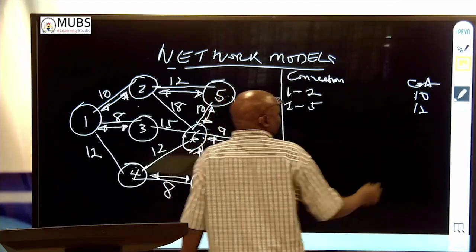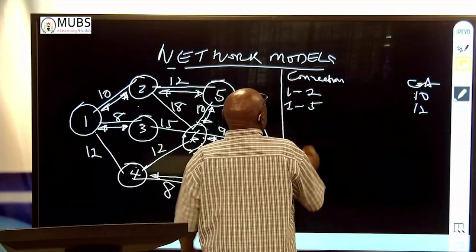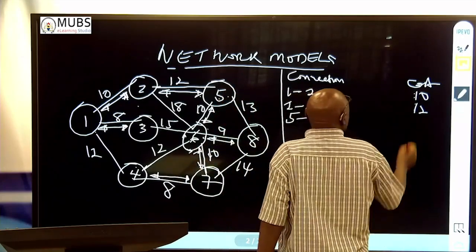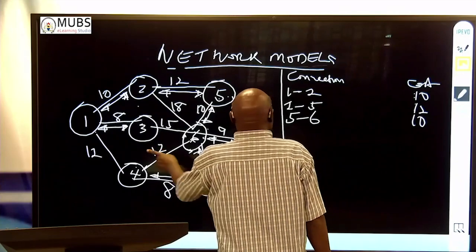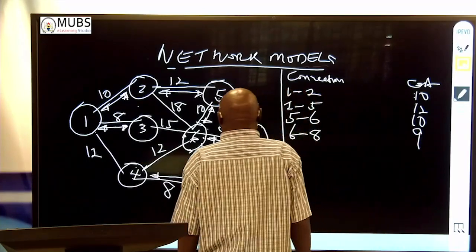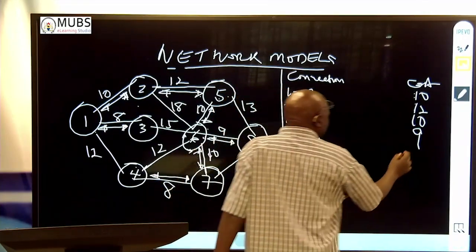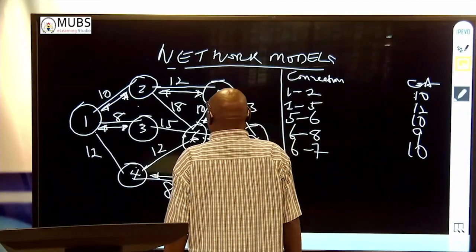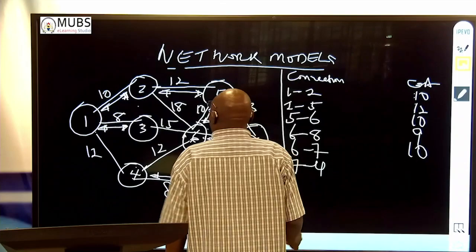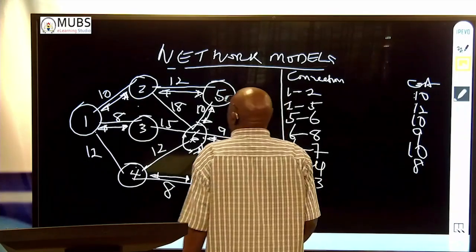Let me finish with 1 first of all. Okay, it will give us 12. 5 to 6 would give us 10. 6 to 8 would give us 9. 6 to 7 would give us 10. 7 to 4 would give us 8. And 1 to 3 would give us 8.